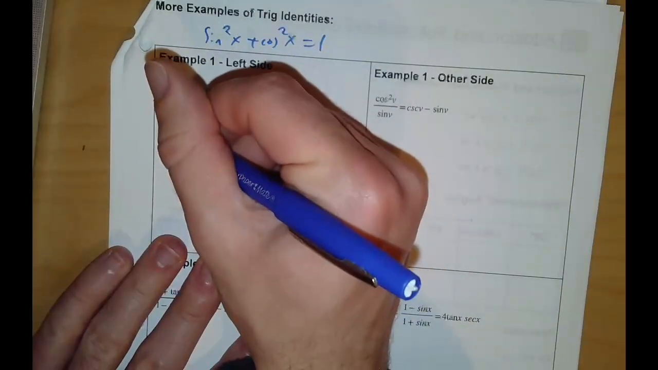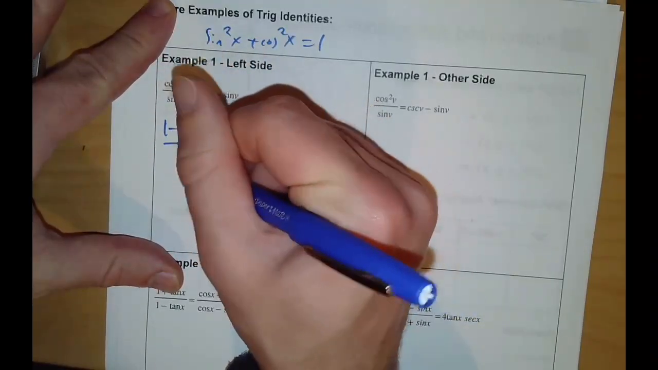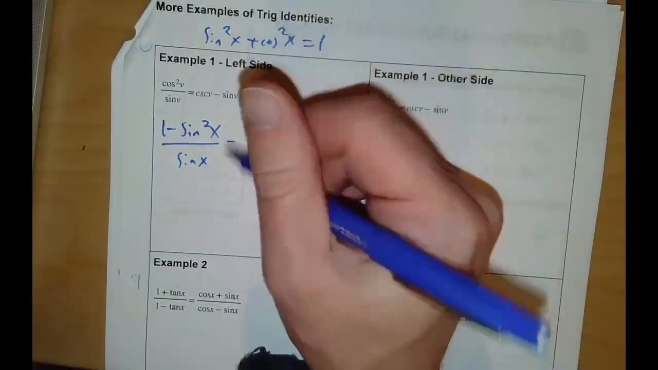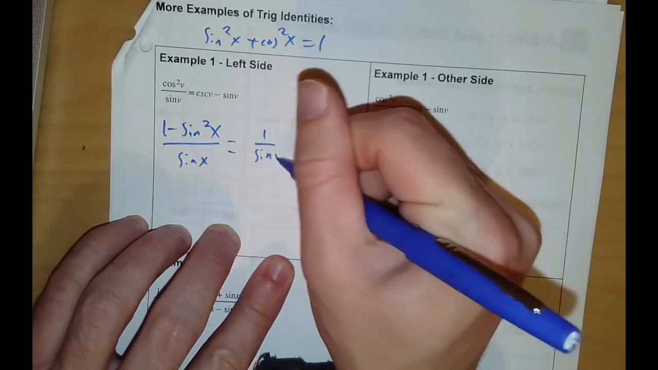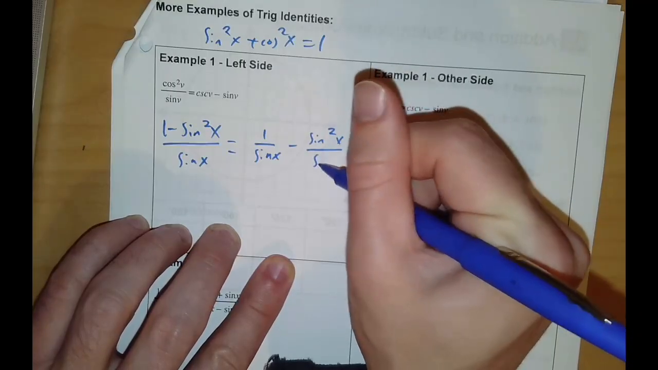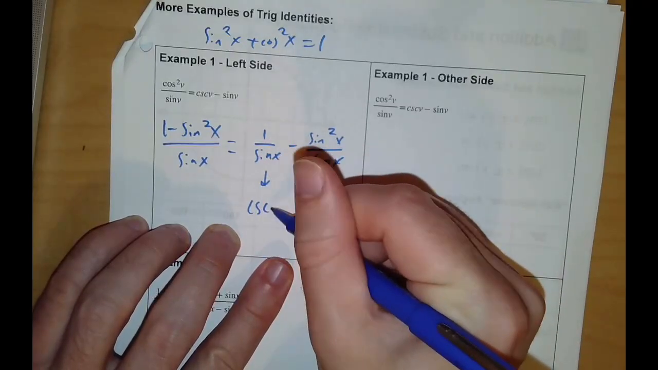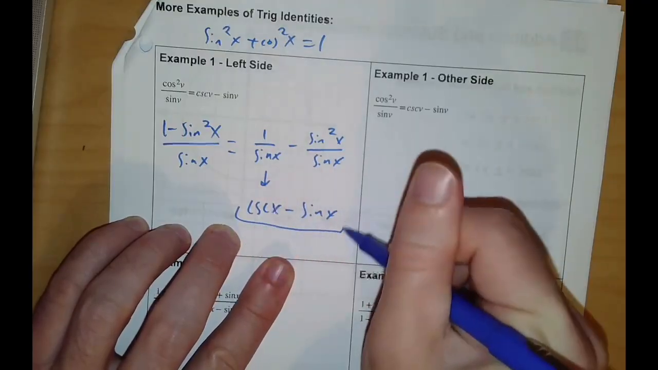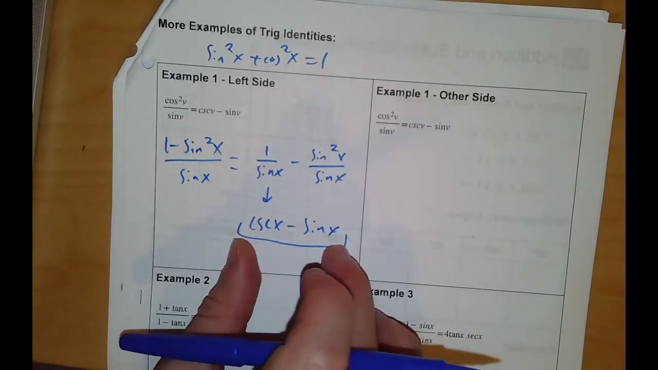I'm going to rewrite cosine squared as 1 minus sine squared x over sine. I know I'm using x instead of v. It's okay. Then I'm going to separate that as 1 over sine x minus sine squared x over sine x. 1 over sine is cosecant, and sine squared over sine is just sine x. So I've done it. Using that identity was key to getting to this final point. Now I've got left the same as the right, I'm happy.